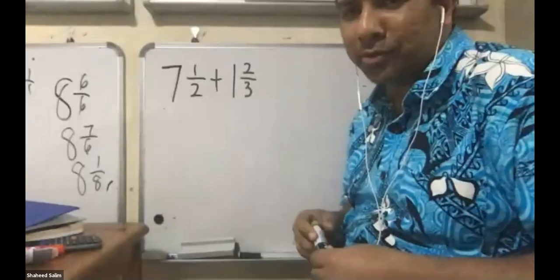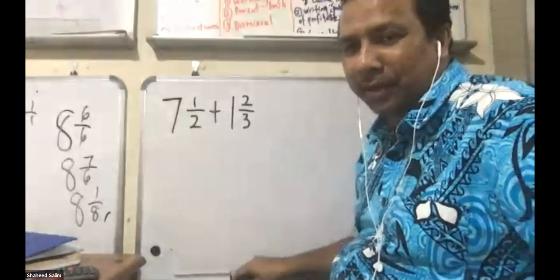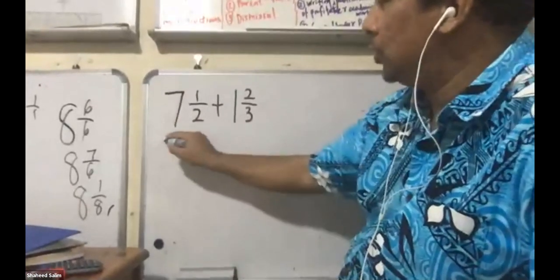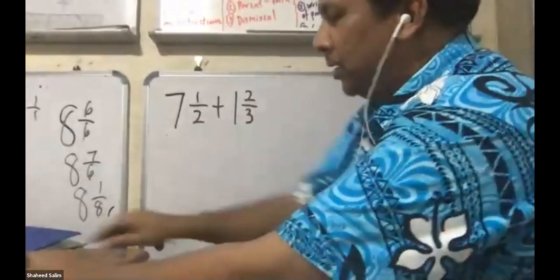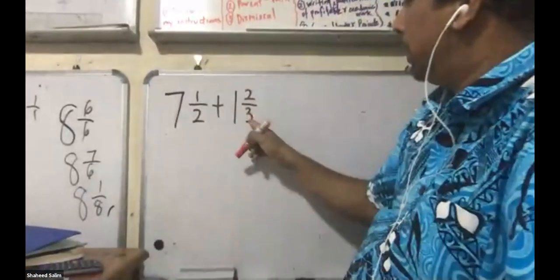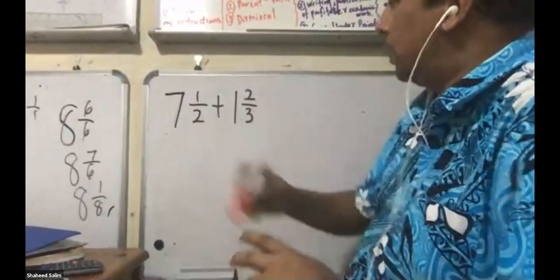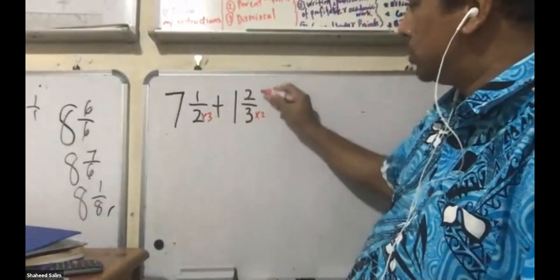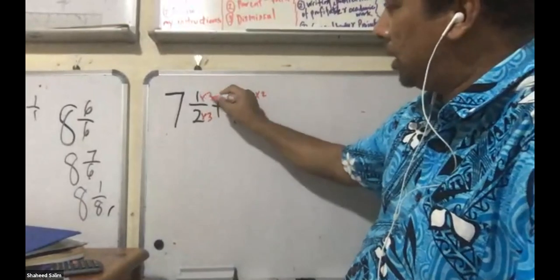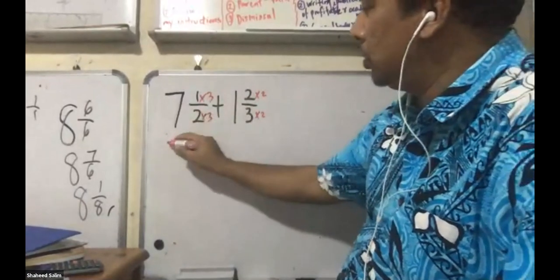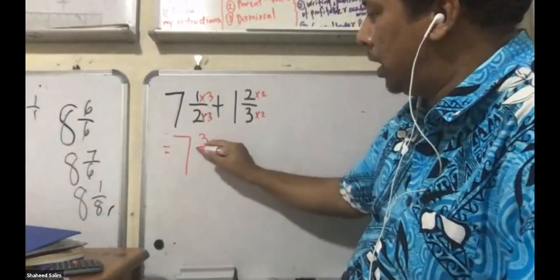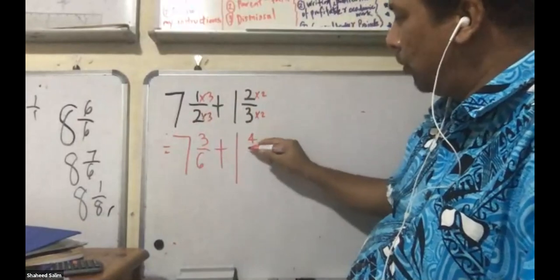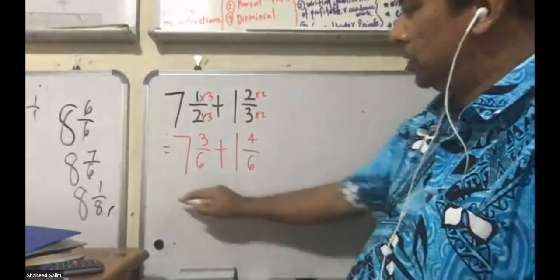Okay, let us try. Here we go. First we look at this. This one cannot become this number, so we times both numbers by each other: 2 times 3 and 3 times 2. So you get 7 whole, 3 out of 6 plus 1 whole, 4 out of 6.